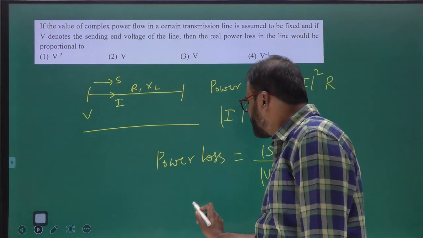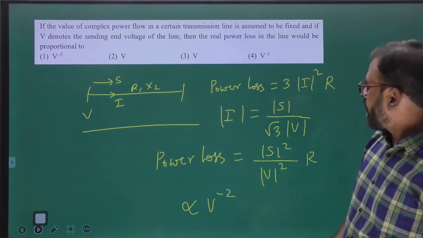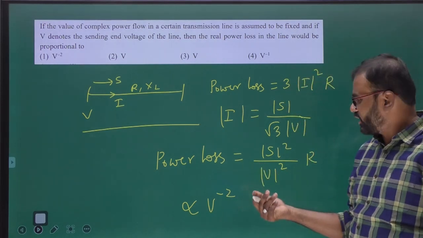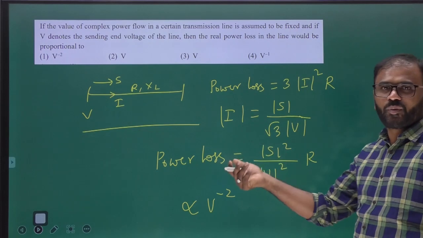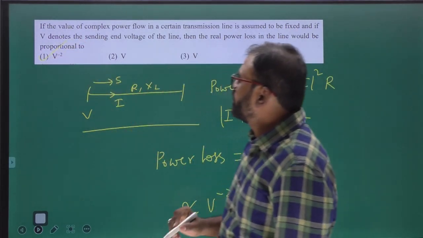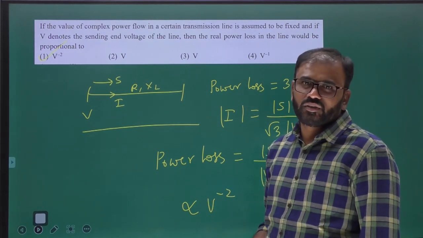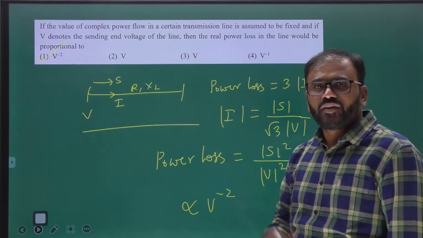That means power loss is directly proportional to what? V power minus 2. So the option is inversely proportional to V squared. Otherwise, when it comes to the numerator, it is directly proportional to V power minus 2. So the best answer is option 1. Power loss is inversely proportional to the square of the voltage. Clear? Now we'll move on to the next question.